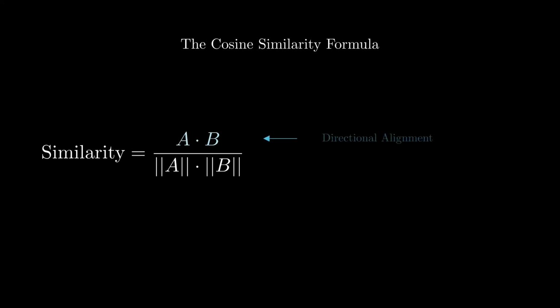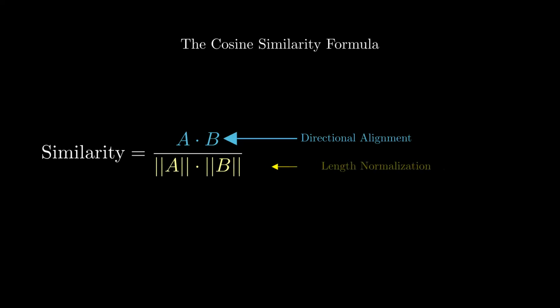The numerator is the dot product of the two vectors A and B. Think of this as the directional alignment. It calculates a raw score based on how much the two vectors point in the same direction. If they overlap perfectly, this number is high. However, there's a catch. The dot product is sensitive to the length of the vectors. In text analysis, a word appearing 100 times shouldn't necessarily be more similar than a word appearing once. We care about the meaning, not the frequency.